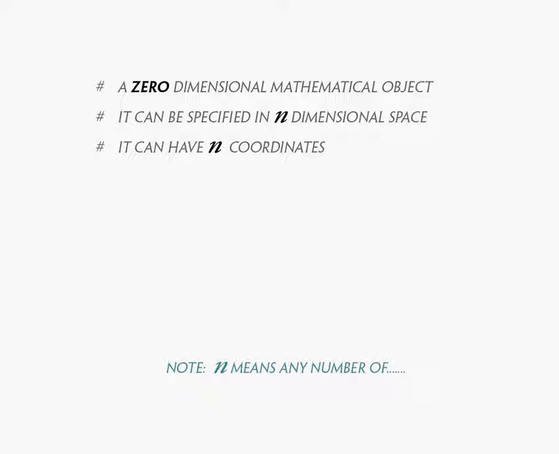Let's start with the point. If you ask a mathematician, a point is a zero-dimensional mathematical object which can be specified in n-dimensional space using n coordinates. A point in mathematics has no geometry or size, but we'll display it as a sphere in the viewport just to be able to see it.